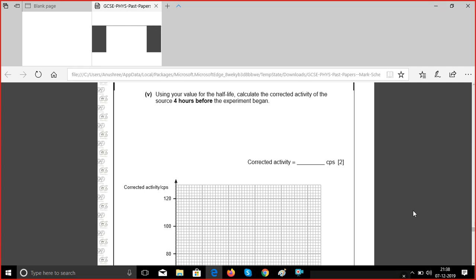So half-life equals 2 hours, and time is 4 hours. So 2 hours ago it would be 120 times 2, which is 240. And then another 2 hours ago it would be 240 times 2, which is 480. So the corrected activity would be 480 counts per second. Yes, that's correct.